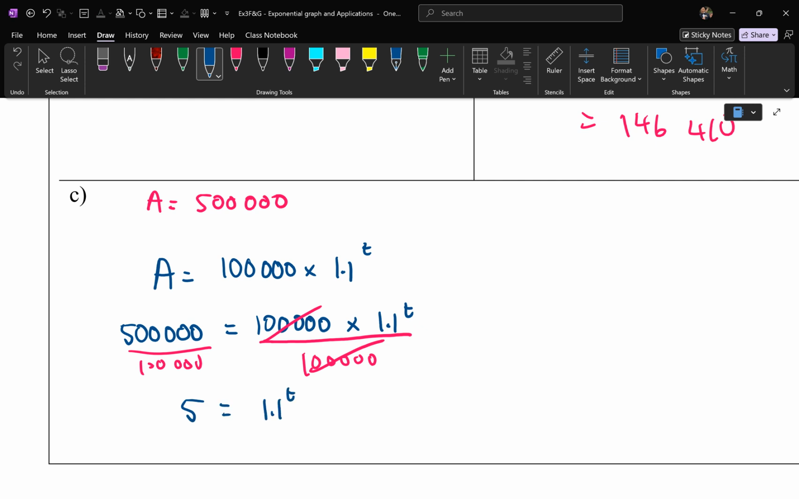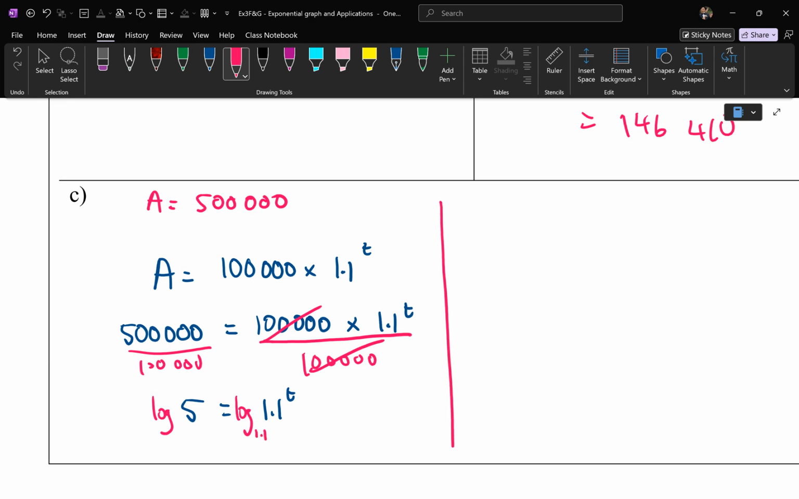And this is what we've been training to do. We've been trying to get rid of exponents. So 1.1 to the power t, how do I get rid of 1.1? Log it. Now, log is the inverse of exponent. What base should I be doing? Okay, so if you have a senior calculator, you can do base 1.1. If you don't have a senior calculator, you will do log base 10 or log base e. Right, I'm going to show you both methods so you can see.